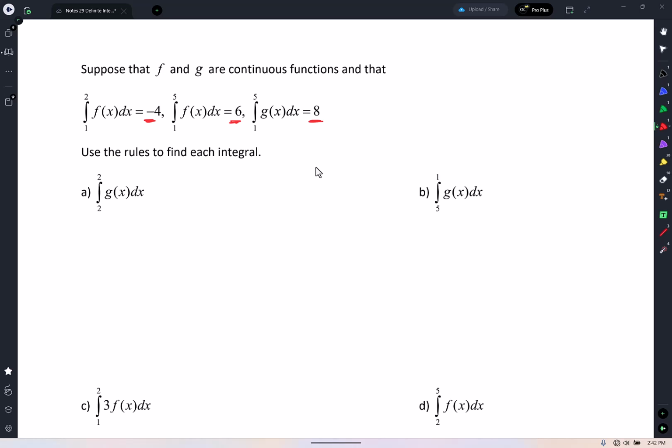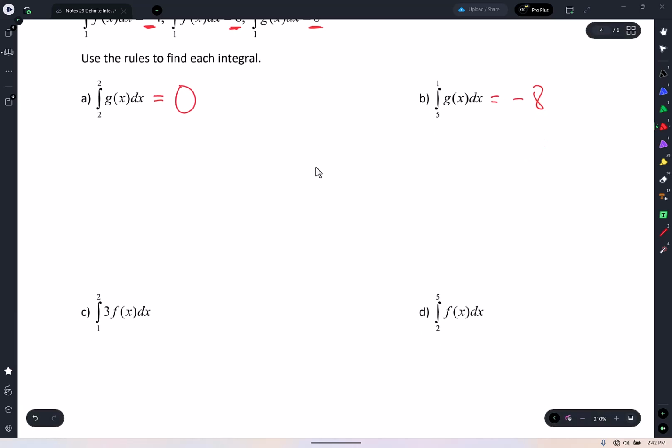Are we okay? All right, first one, letter A. I start at 2 and I stop at 2. Have I moved at all? Because if you haven't moved, what's this answer? 0. Next one, it says letter B. I start at 5 and I end at 1 for g of x. Well, I started at 1 and I end at 5, and that area under the curve is 8. So this one must be negative 8. Period.